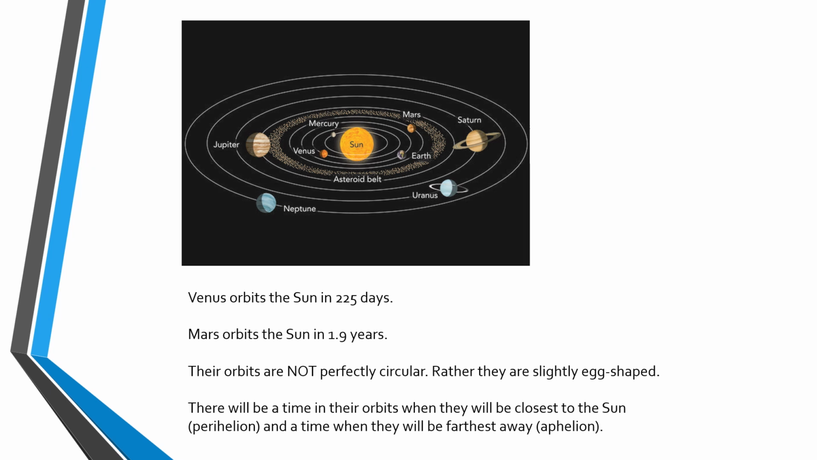These orbital paths are not perfectly circular. They are, I guess you could say, slightly egg-shaped. That means there will be a time in their orbital journey when these planets are relatively close to the sun. We call that perihelion. And there will be a time when they are relatively farthest away from the sun. We call that aphelion. And it's the perihelion and aphelion features of these planets that caught the attention of Georg Bayer.